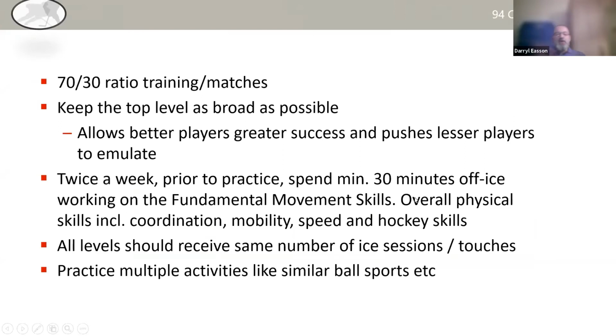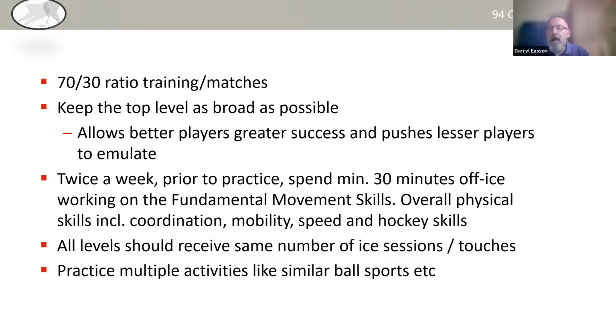Okay, there's some other things, some basics that we can look at. Ratio of game training to matches, 70-30. Teach them and then let them play. Teach them, then they play occasionally. So a lot of places, North America is bad for this. Canada definitely. Way too many games, way too few practices.